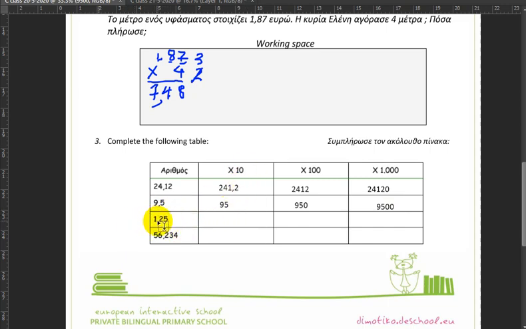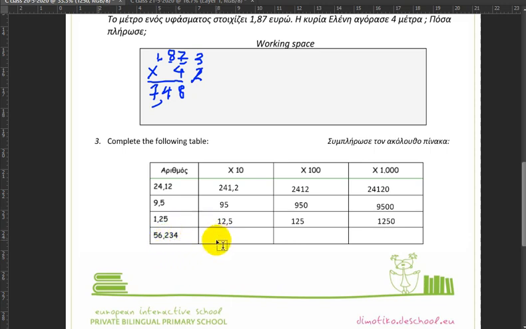1.25 times 10, we're going to move the decimal point one place to the right, so one place to skip the 2, and it ends up between the 2 and the 5, so we get 12.5. Then it needs to move two places to the right, so one place to skip the 2, one place to skip the 5, and we get 125. Then it needs to move three places to the right, so one place to skip the 2, one place to skip the 5, and the other becomes a 0. So the 1, the 2, the 5, and the 0. 1,250.